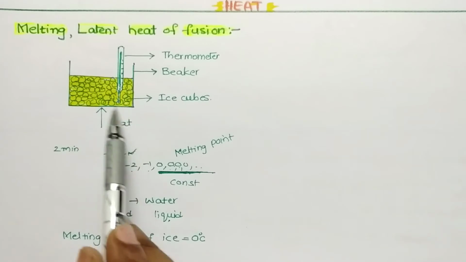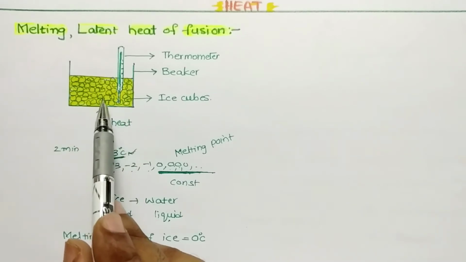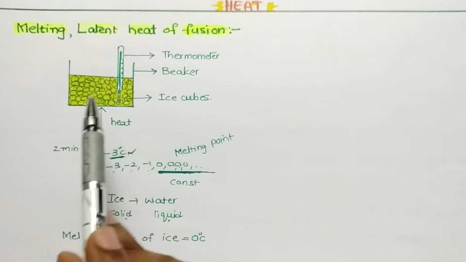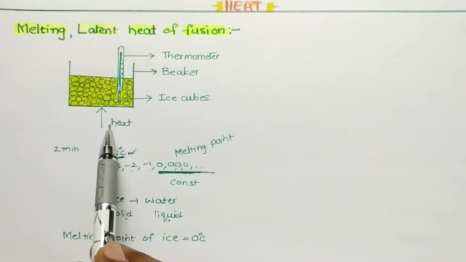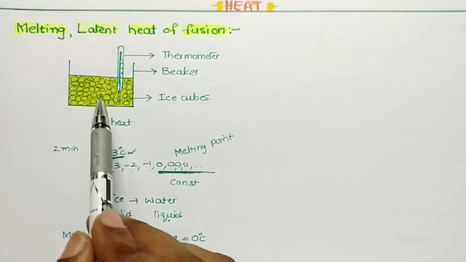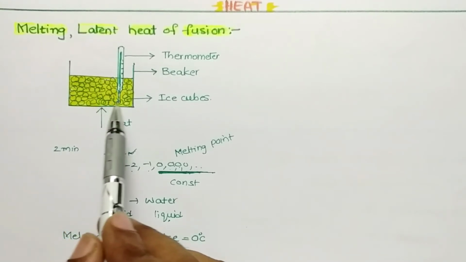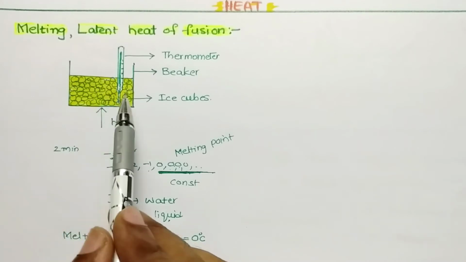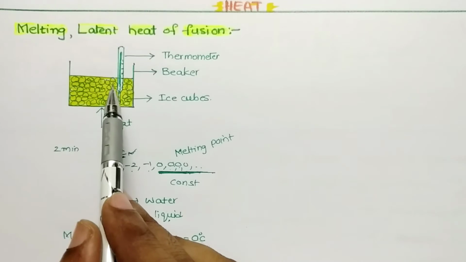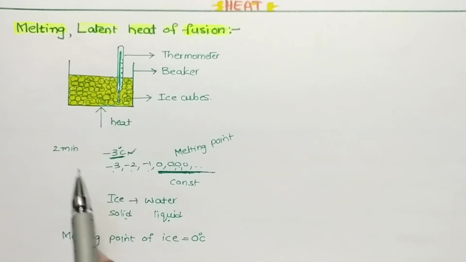So even though we are supplying heat quantity to ice cubes, the temperature in the thermometer is not increased. Why? Because the heat energy given by the burner to the ice cubes is utilized to convert ice cubes into water. That's why the temperature in the thermometer is not increased. So that heat quantity is called latent.